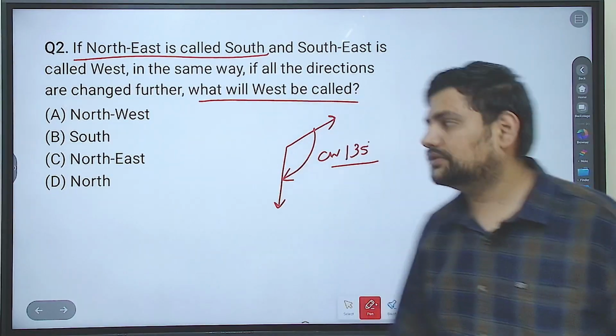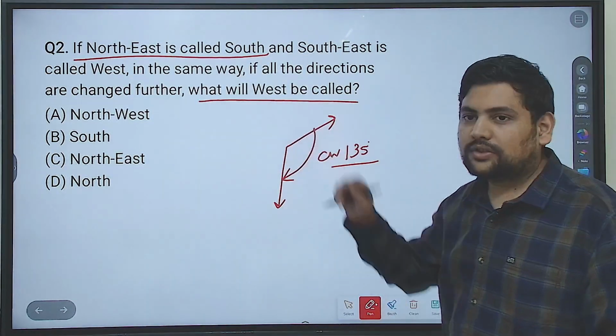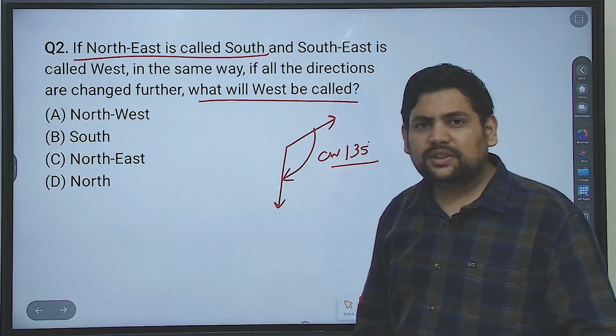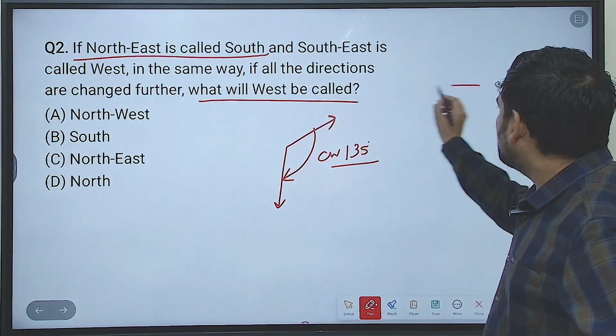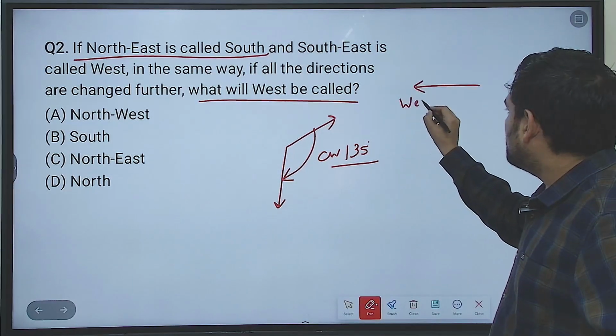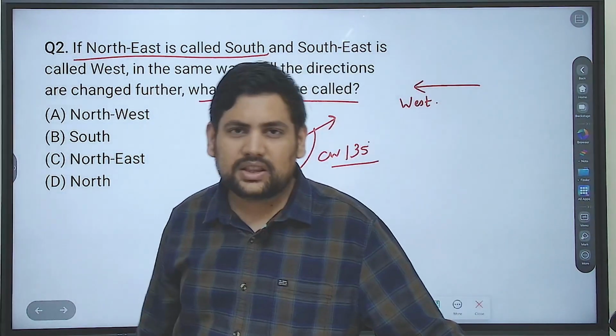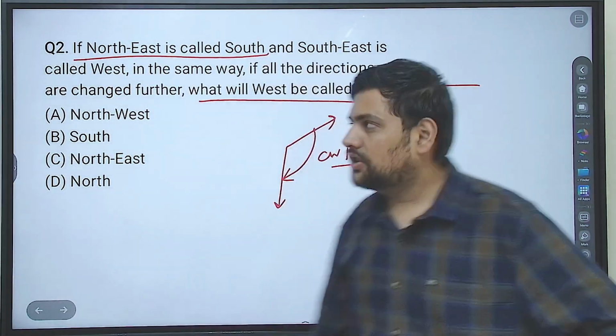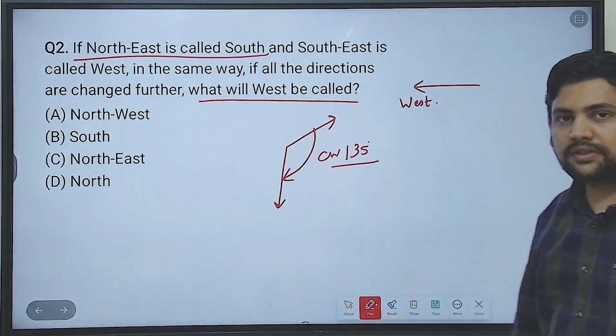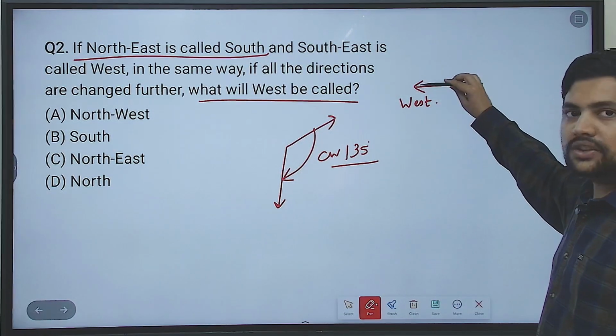Now same thing you have to do for west. So west will be called what? So this is west. Now I have to go again same 135 degree clockwise. So 135 degree clockwise from west. So from here I go 135 degree.